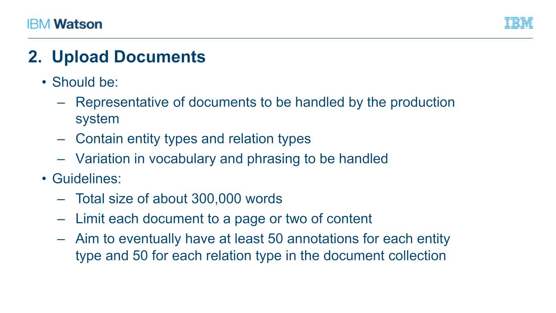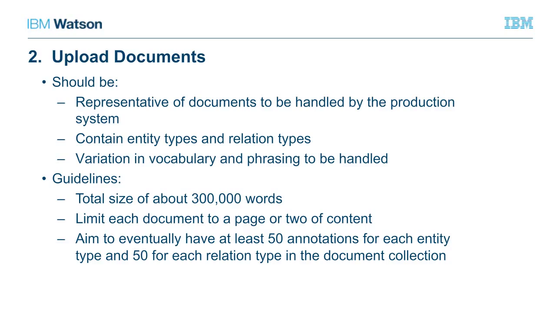Now, as I've mentioned, to train the machine learning annotator, you're going to need a collection of documents to create this ground truth. They should obviously be representative of your domain content, and they should also contain relevant mentions of the kind of entities and relations that you're looking to extract eventually. The documentation provides some guidelines on how many documents are required. It mentions a total size, ideally, of about 300,000 words.